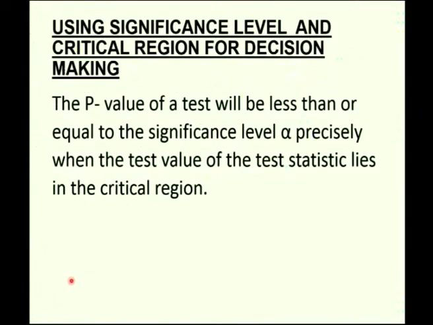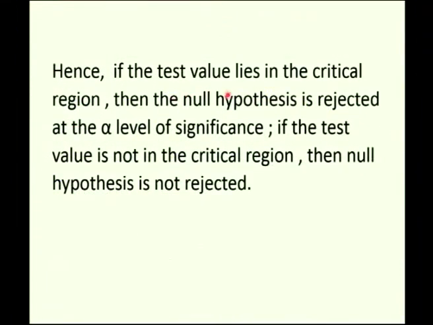Now, how do the significance level and critical region play a very important role in decision making? The p value of a test, the probability value corresponding to the test statistic, will be less than or equal to the significance level alpha precisely when the test value of the test statistic lies in the critical region, that is, in the rejection region. Hence, if the test value lies in the critical region, then the null hypothesis is rejected at the alpha level of significance. If the test value is not in the critical region, then the null hypothesis is not rejected; it is accepted.